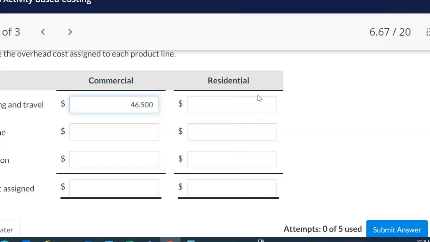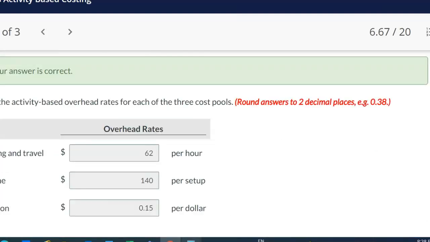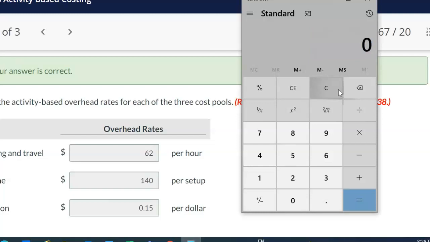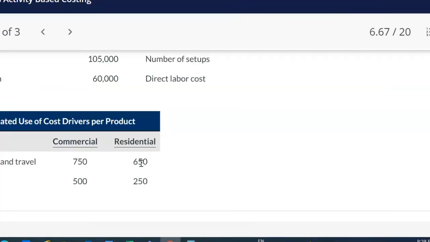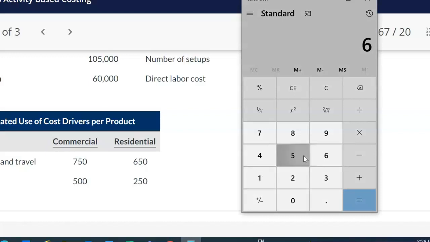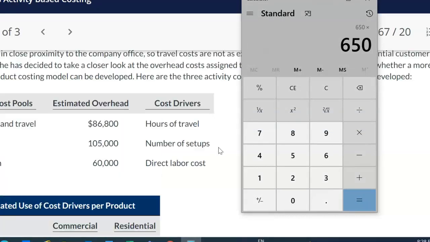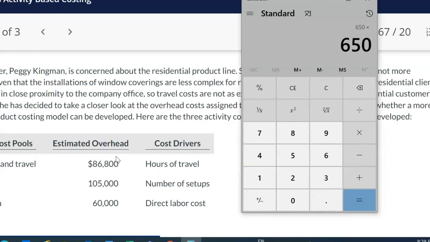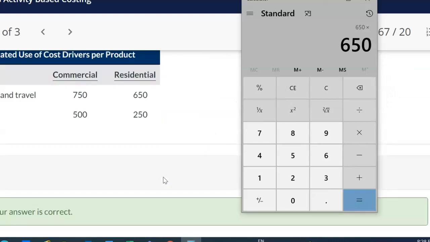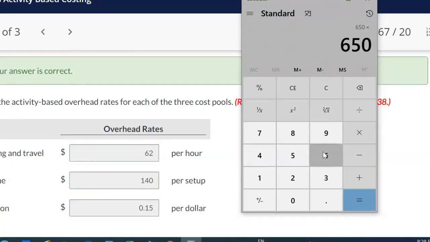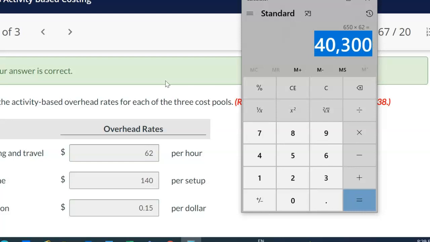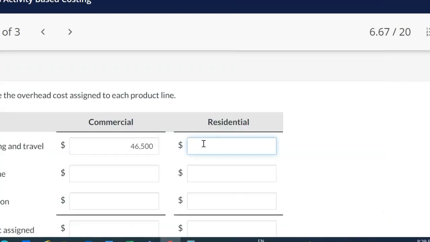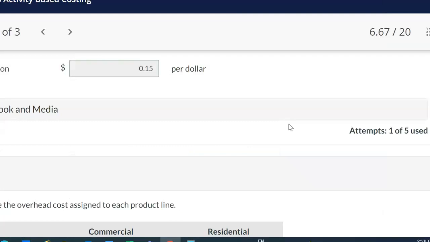Okay. So go back. You want to do residential now? Yes. Same way. It's the same rate, 62, but residential is 650 times. 650 multiply by the rate. 62. There you go. 40,300. All right. Go to the next activity.